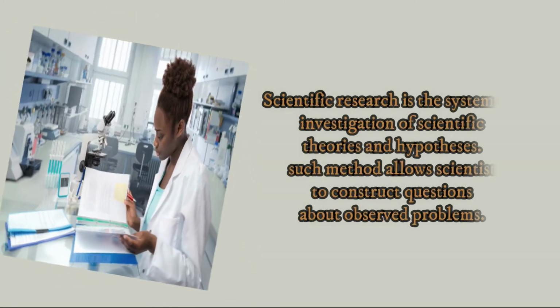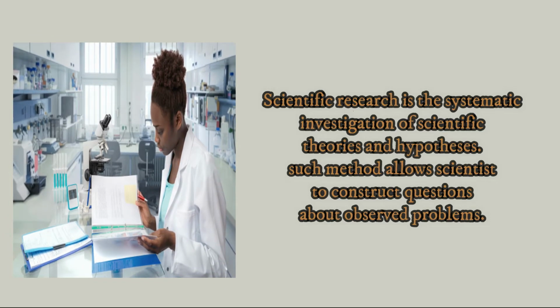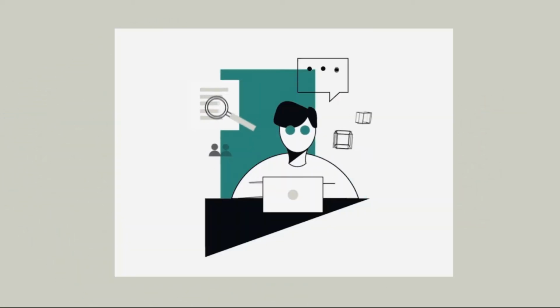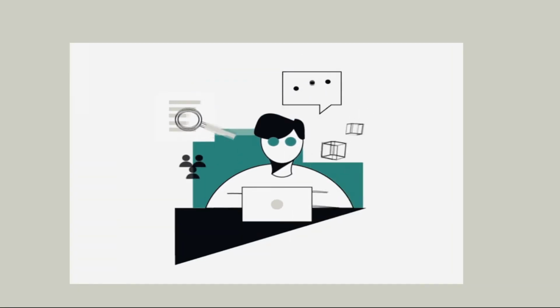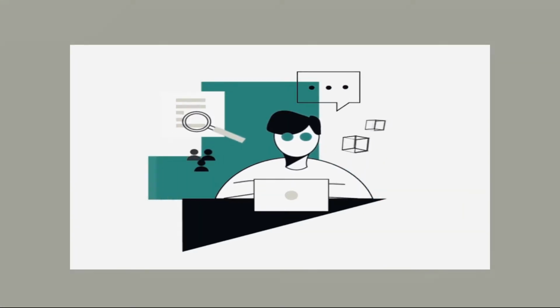The research. Scientific research is the systematic investigation of scientific theories and hypotheses. Such method allows scientists to construct questions about observed problems. You can go to the library or read up on information related to the problem you identified. Review existing records or data. Doing research is a valuable tool in making smart decisions. Let's go to the next method.